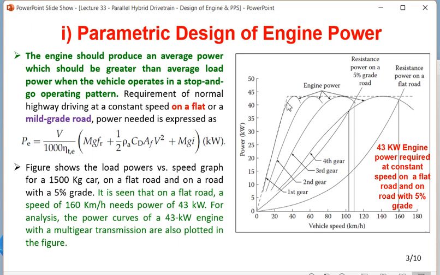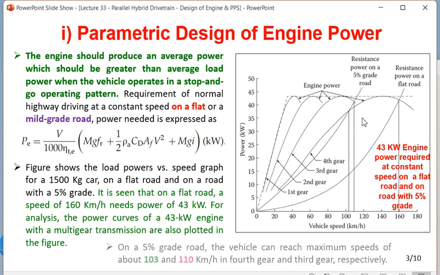So in first gear, the engine peak power is produced at 40 km per hour. Second gear peak power is produced at 60 km per hour. Third and fourth gear, it is produced at around 100 and 145 km per hour. So these are the changes in the gear. For analysis, the power curves of the 43 kilowatt engine with a multi-gear transmission are plotted. So these are the four gear power systems. On a 5% grade road, the vehicle can reach a maximum speed of 103 and 110 in fourth gear and third gear respectively.